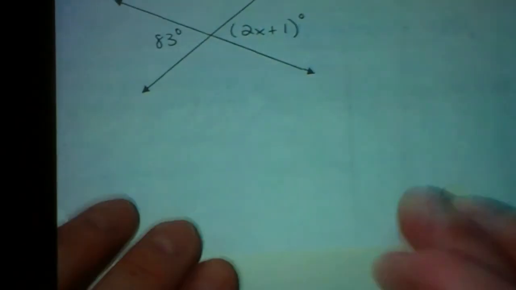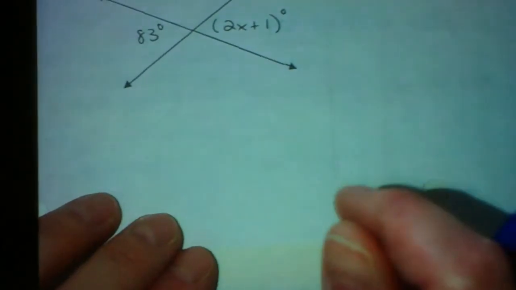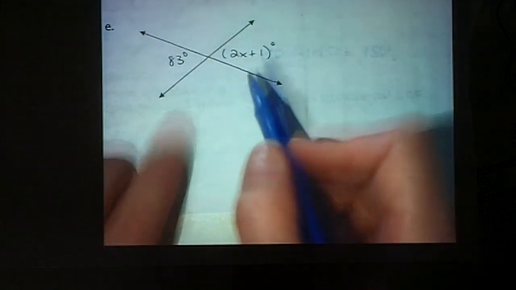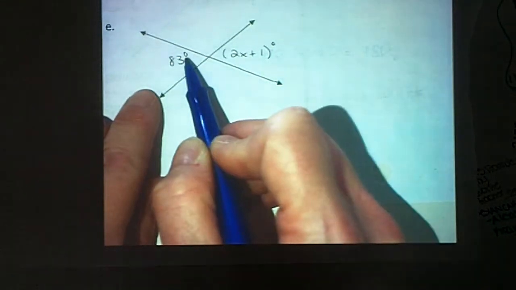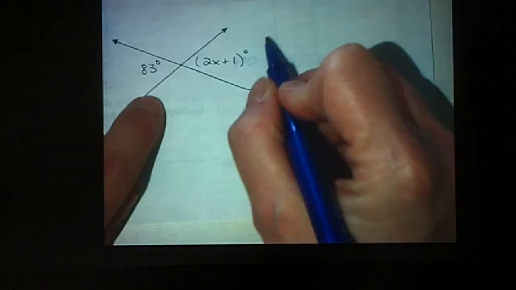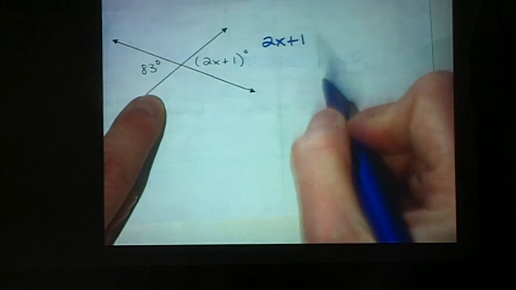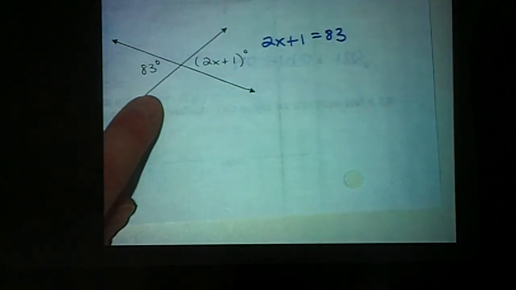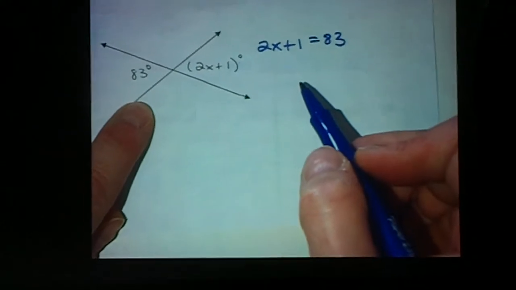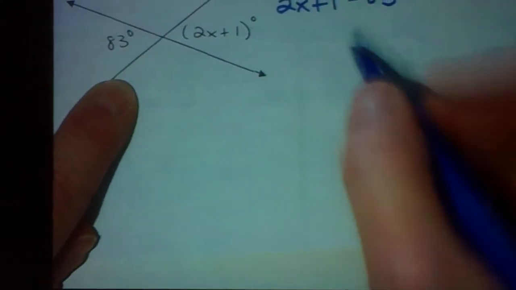All right, letter E. The grand finale. There's more than just an x, but you know how to solve two steps, and I know you can do this. So these are vertical angles. They're right across from one another. So if this is 83 degrees, that means this whole amount should be 83 degrees. So this means that 2x plus 1 equals 83. Now are you seeing why Skill Packet 23 had two steps on it? Yes, it's all coming back, I'm sure.